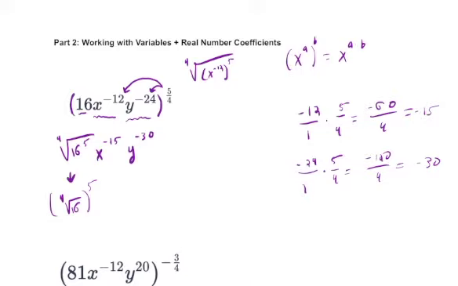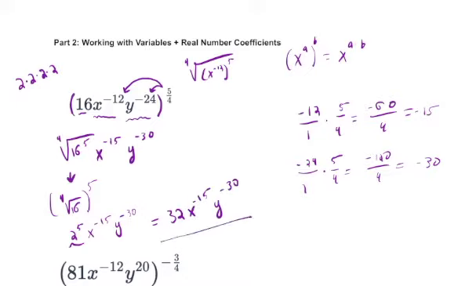because the fourth root of 16 is 2, because 2 times 2 times 2 times 2 is 16. So we're going to have 2 to the 5th power, x to the negative 15th, y to the negative 30th. Well, 2 to the 5th power is 32. So the final answer here is 32x to the negative 15th, y to the negative 30th. Final answer there. Woo, that's a lot.